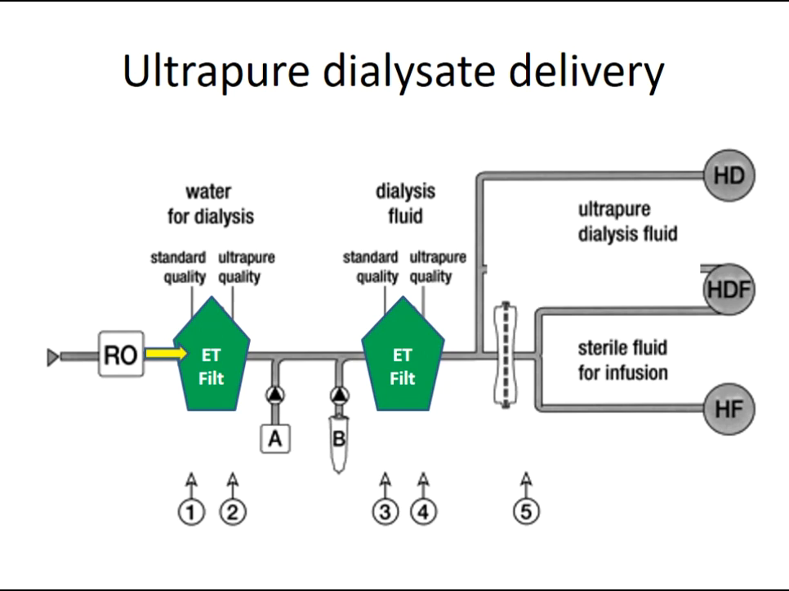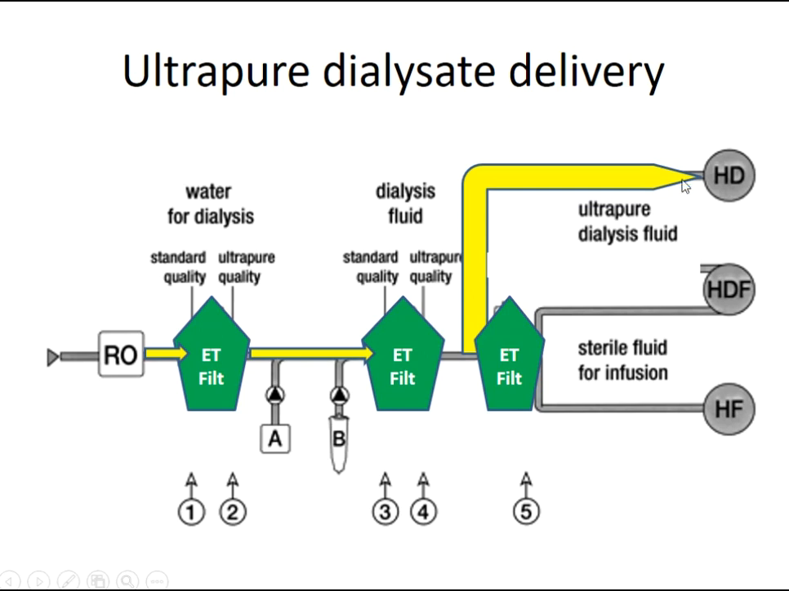When water is coming from the RO system and passes through the concentrate, acid and paste for mixing, it then has to pass through an endotoxin filter, removing the endotoxins. While when you are using hemodiafiltration, double endotoxin filtration is essential to produce a sterile fluid for infusion. Only one endotoxin filter is required for high flux dialysis, at least one. But two endotoxin filters, at least two, are required for hemodiafiltration therapy.